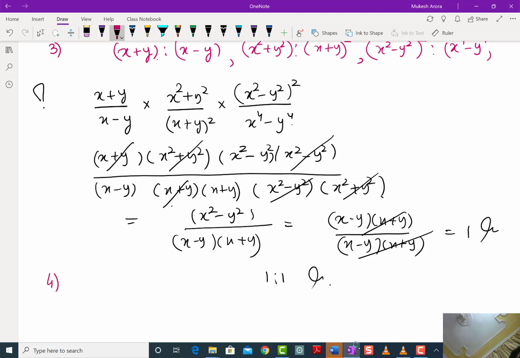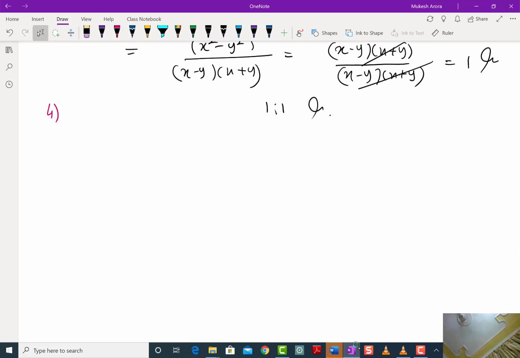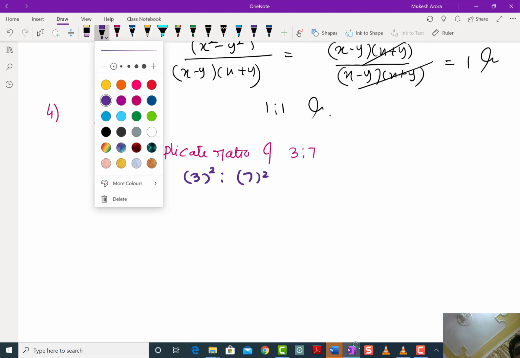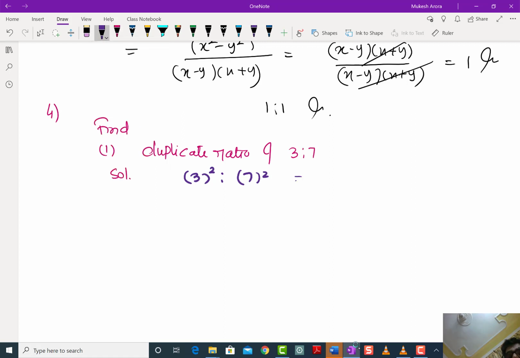Question number 4. Find the duplicate ratio of 3:7. So the solution will be 3 square ratio 7 square. So the answer will be 9:49.